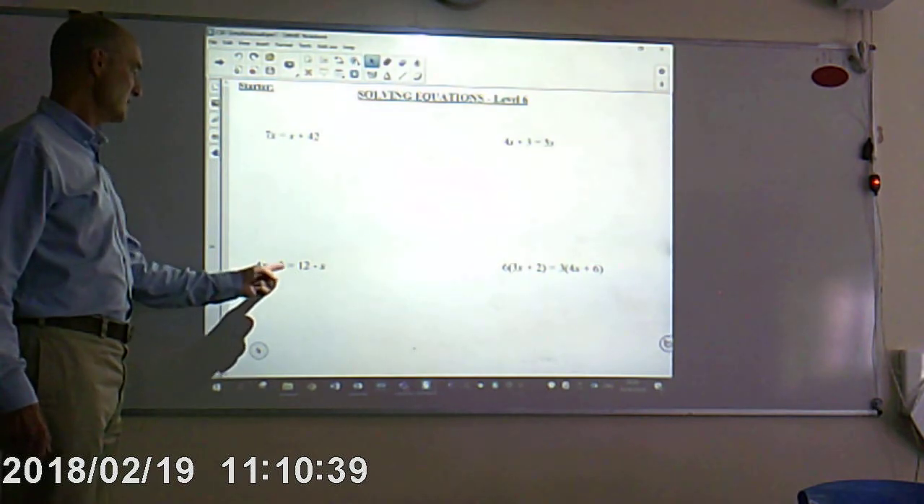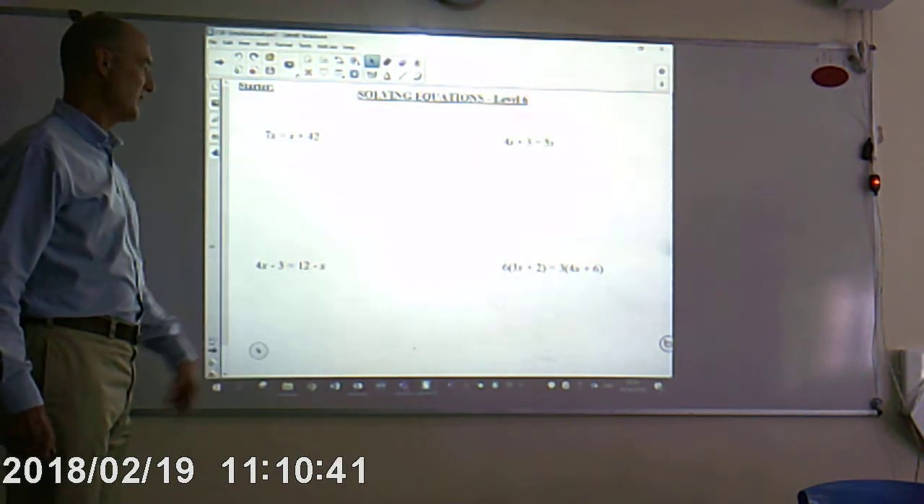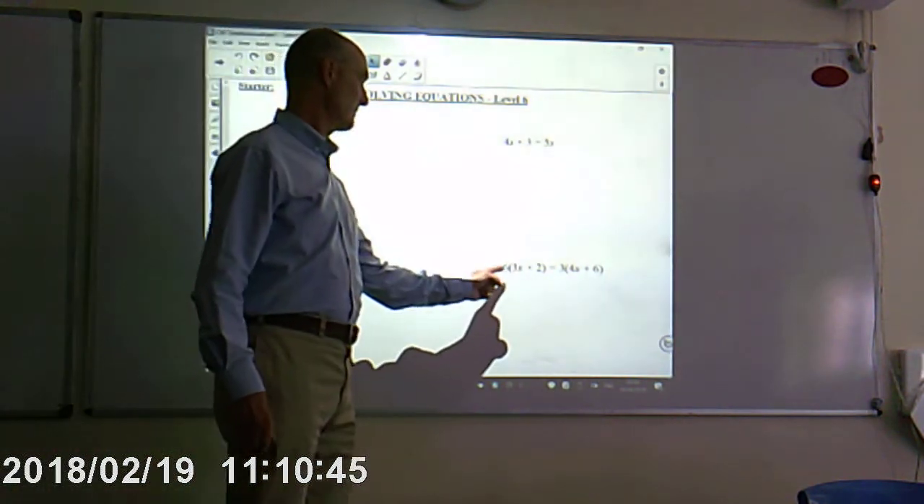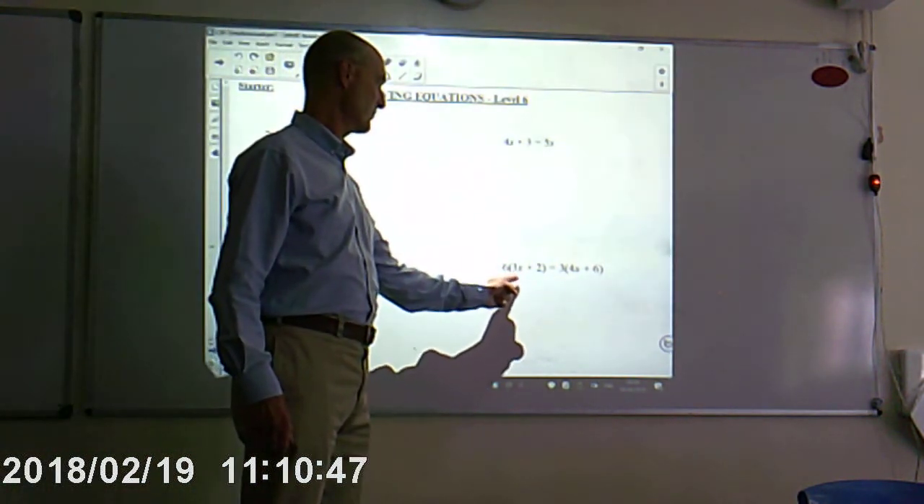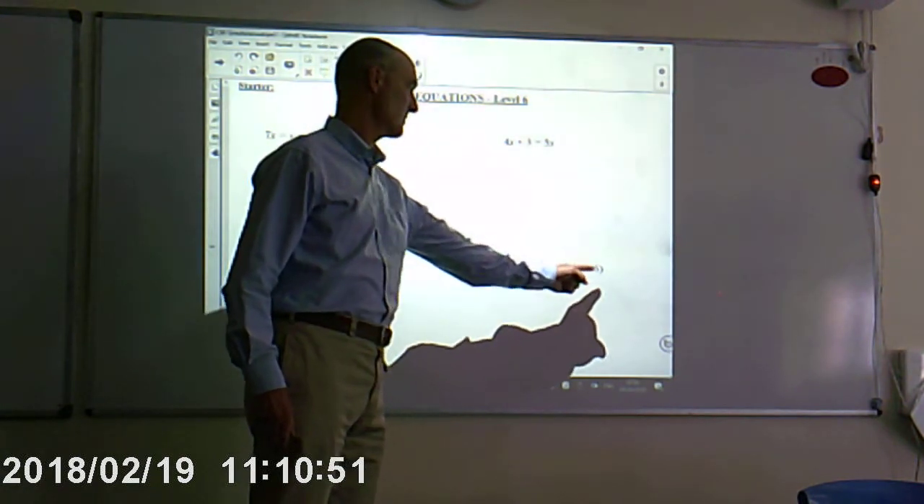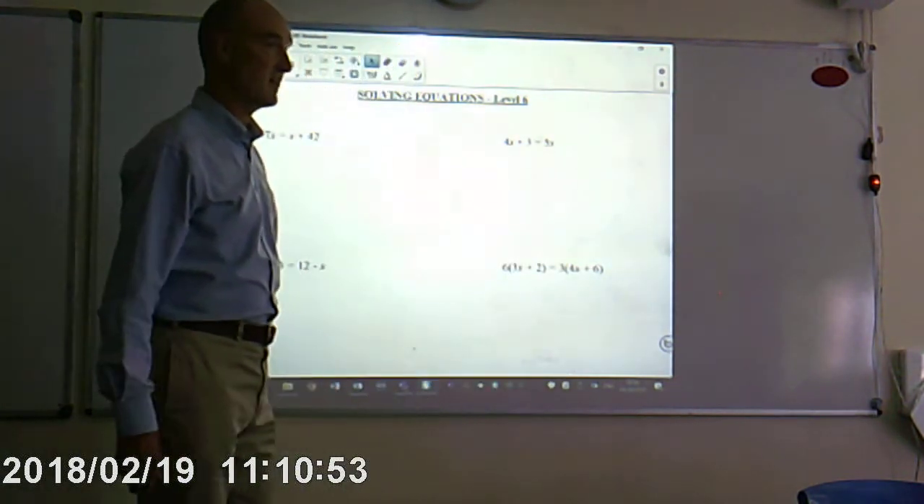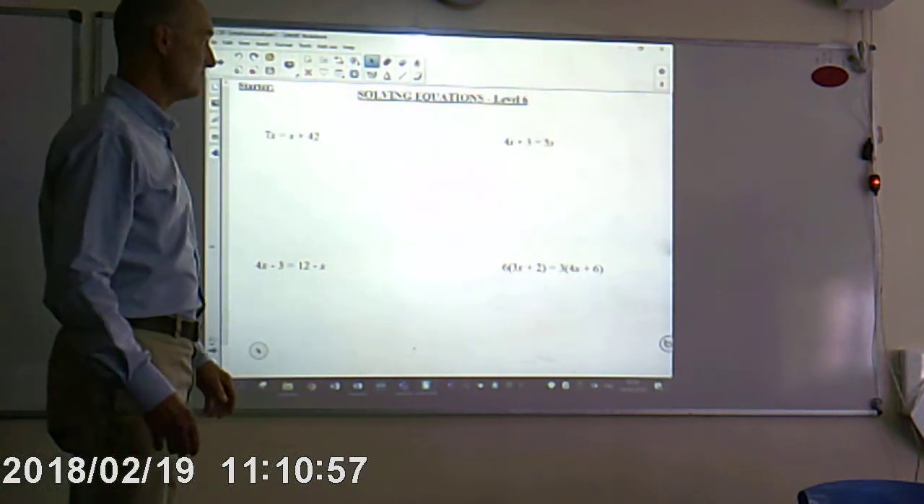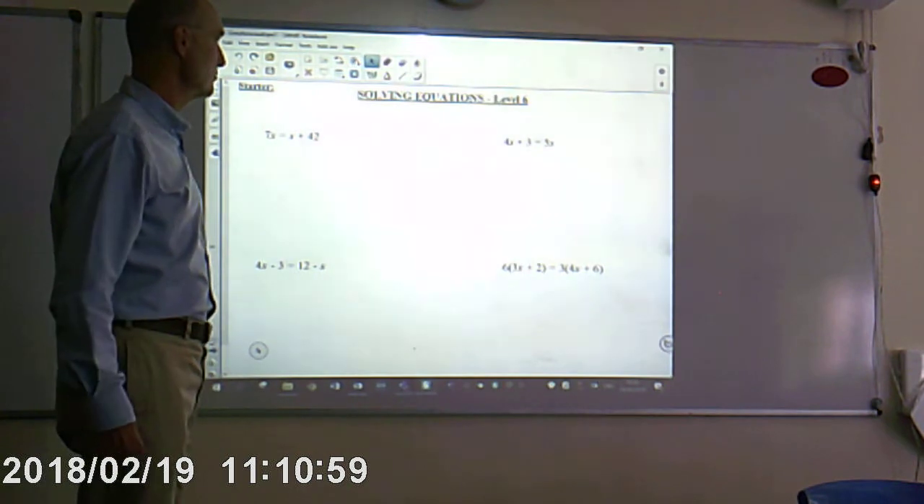4x minus 3 equals 12 minus x. x on its own. Get a value of x. And then finally, 6 bracket 3x plus 2 equals 3 bracket 4x plus 6. Find the value of x. Get x on its own. Write those examples down, have a go at them, and then we'll come back and we'll do some solutions for you.